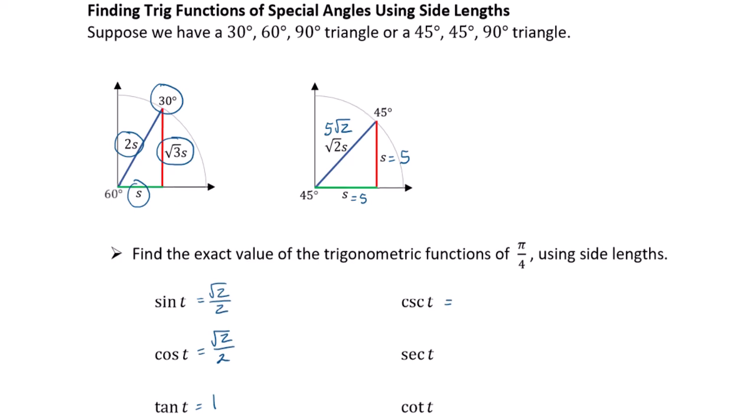Cosecant is going to be 2 over the square root of 2. And if we go ahead and rationalize that, multiplying by the square root of 2 over the square root of 2, I get 2 square roots of 2 over 2, which is simply the square root of 2. And I know the secant will be the same as that. The cotangent is also 1.